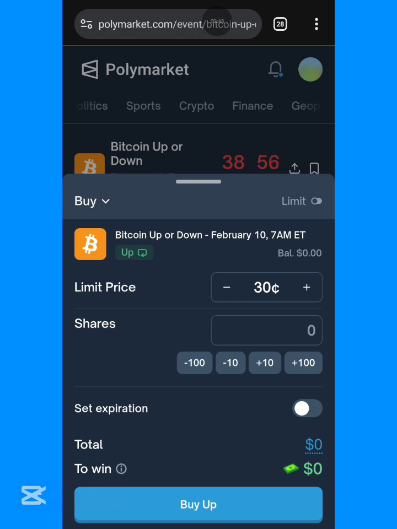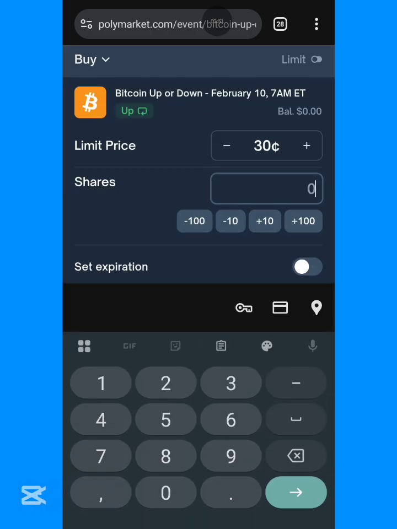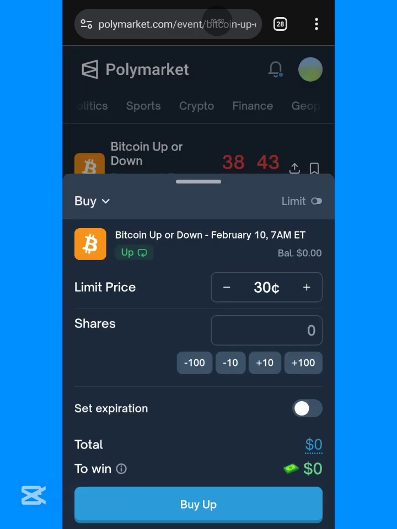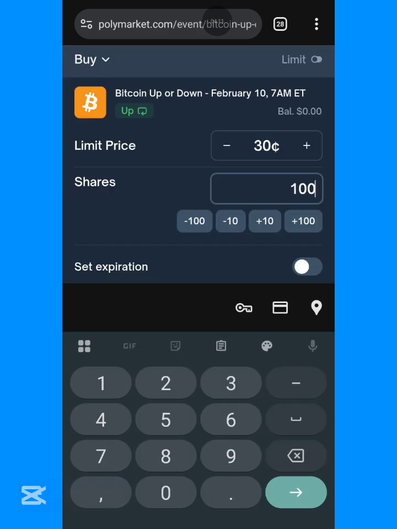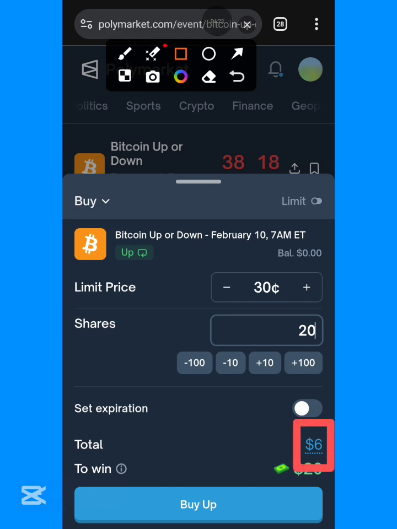Now, when you type 30, if you have money there, it will show here that this is the amount you want to buy. Or you can also use this one, maybe minus 10, plus 10. You can use minus 100, plus 100. You understand? But better still, you can even type the share here. Just type like 20 shares here. You see how it is showing me how much it's going to cost me. 20 shares is going to cost me $6 at the rate of 30 cents per share. So this is how to make use of it.